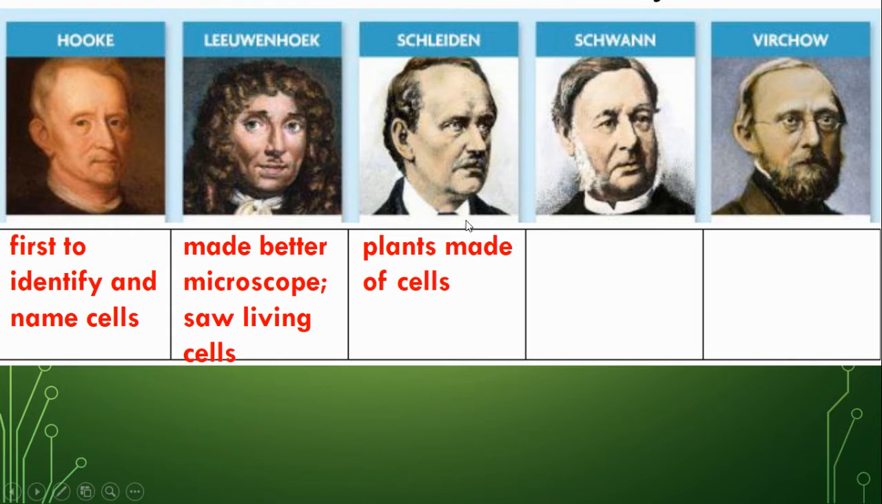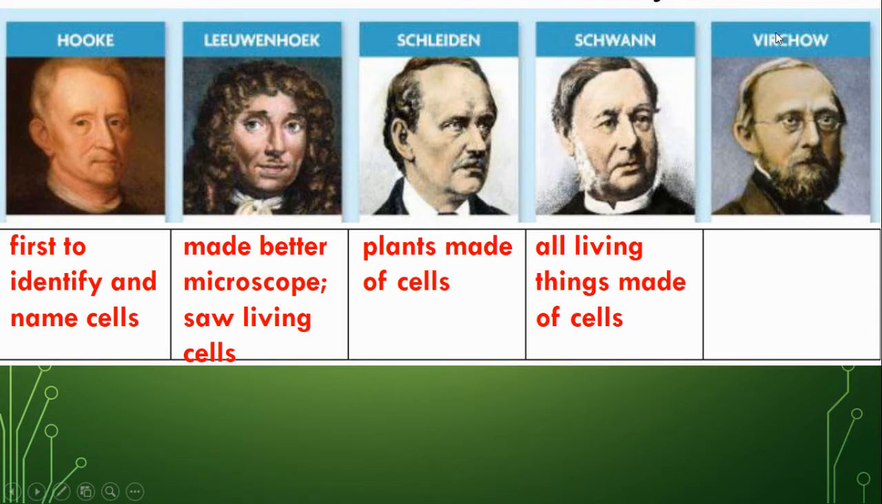Next, we have Schleiden. Schleiden came up with the conclusion that plants were made of cells. He looked at a variety of plants and realized that no matter what plant he looked at, they were all made of cells. Next, we have Schwann. Schwann looked at other types of living things, not just plants, animals, and came to the conclusion that not just plants, but all living things were actually made of cells.